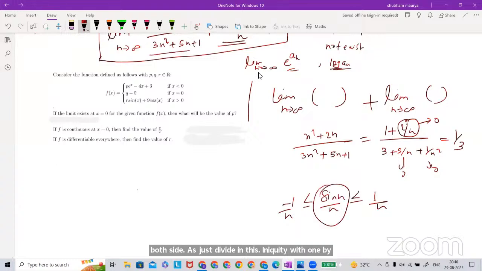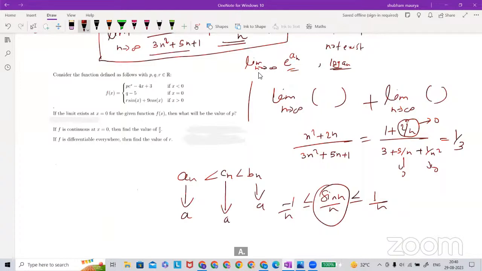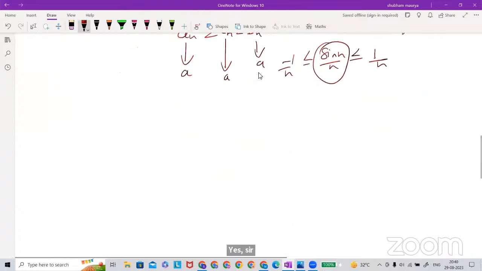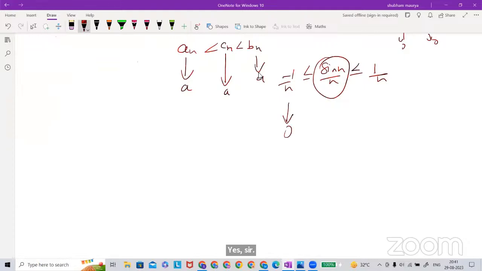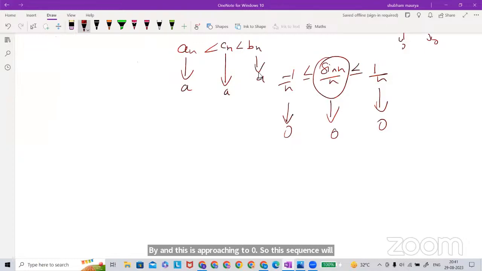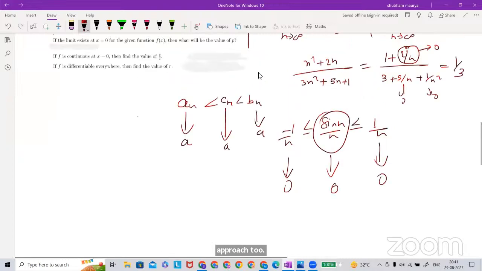Now, the sandwich theorem is what? If you have a sequence an and a sequence bn, and between them you have a sequence cn, and the first sequence is approaching a and the other sequence is also approaching a, then the sandwich theorem says the middle one should also approach a. This is the sandwich theorem. So here, using the sandwich theorem, you can think this sequence is approaching 0, because the lower one is -1 by n and that approaches 0, and the upper one approaches 0. So this sequence will approach 0. This is the use of the sandwich theorem.